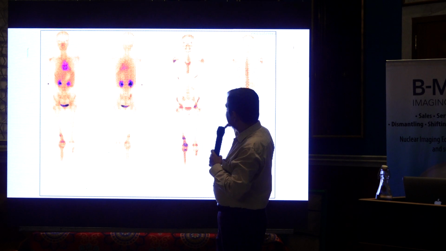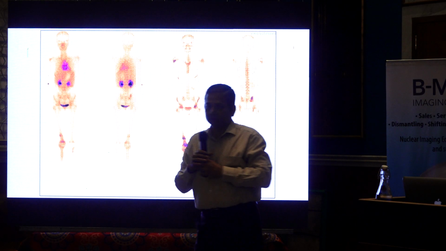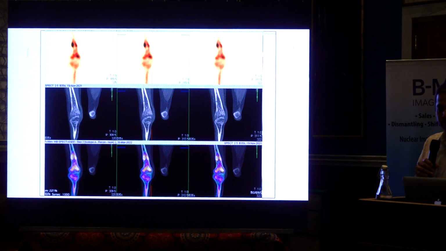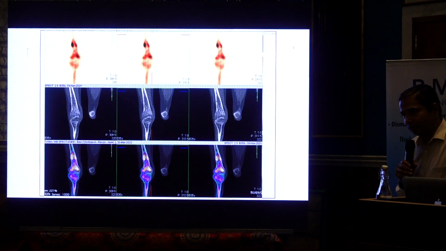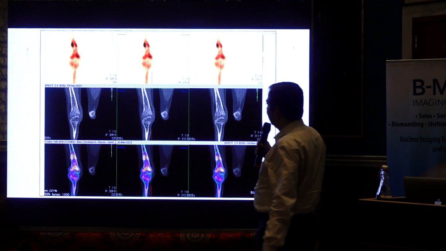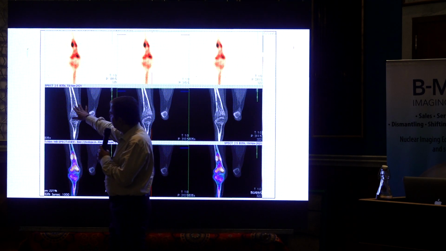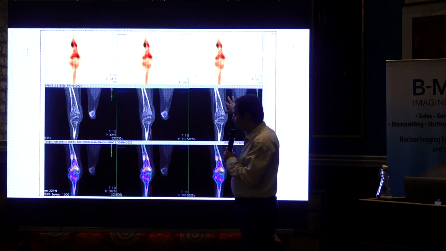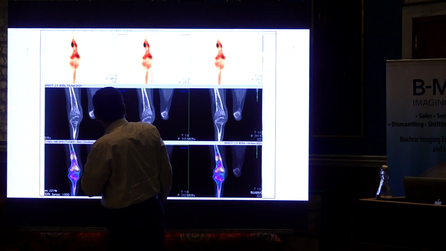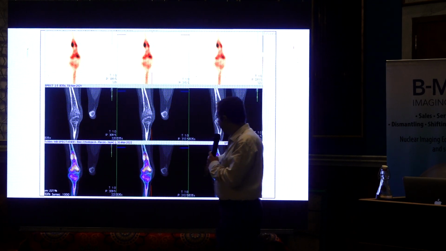And we can see some uptake in the ribs and in the knees, which shows increased blood pool. In this case, as we have the facility of SPECT CT, we did a SPECT CT. So you can see that all these are signs of bone infarction. And there is a vertical break, which is showing increased uptake.